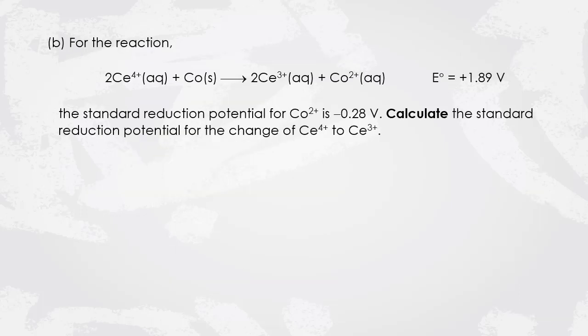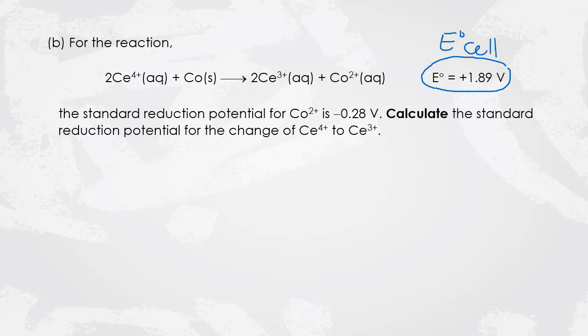For B, the reaction given is 2Ce4+ in aqueous reacting with Co in solid to give 2Ce3+ and Co2+ in aqueous, with an E° of positive 1.89 volts. The E° given here is basically the E° cell, not the E° of an electrode. So this is one piece of information that has been given to you, the E° cell.